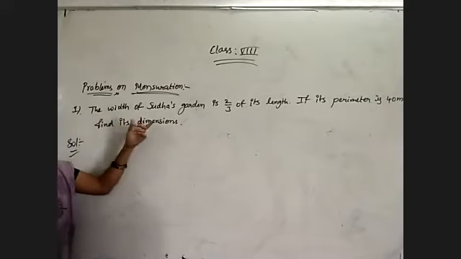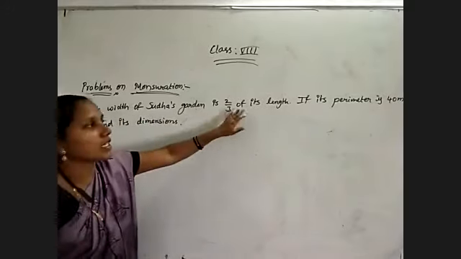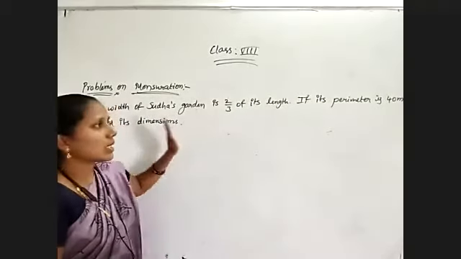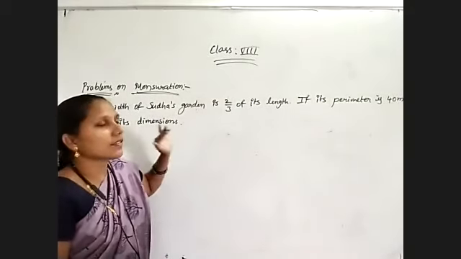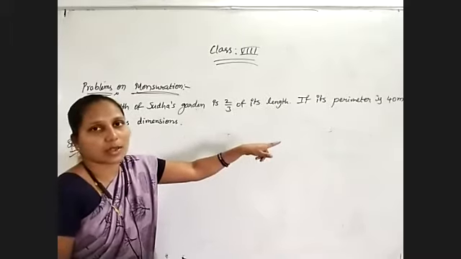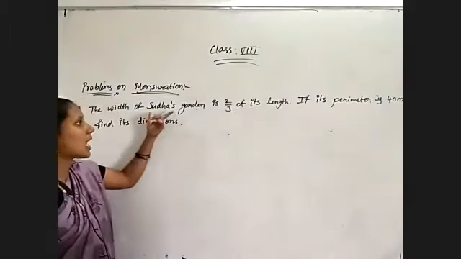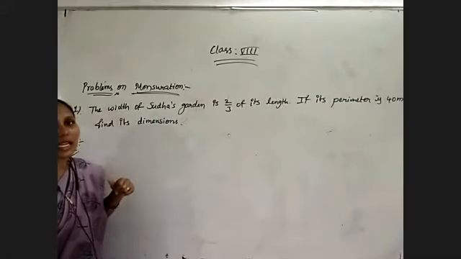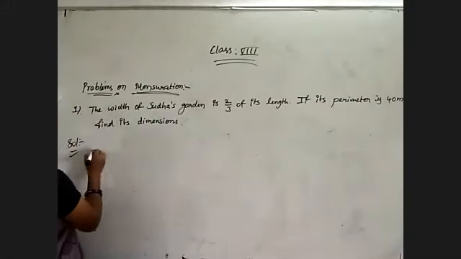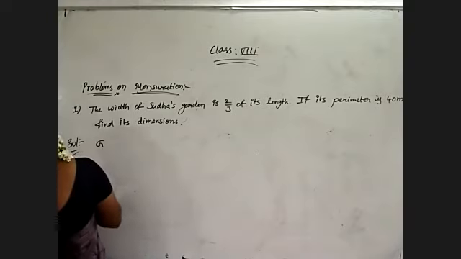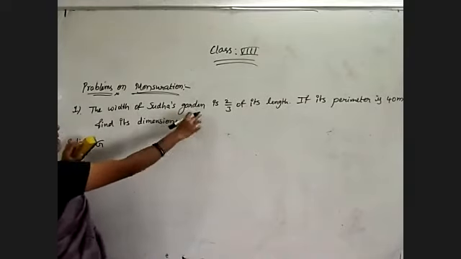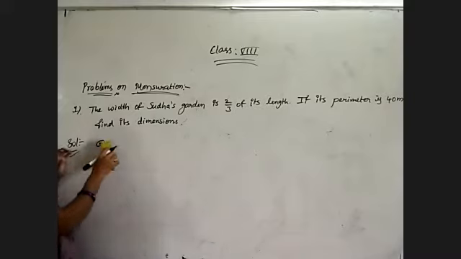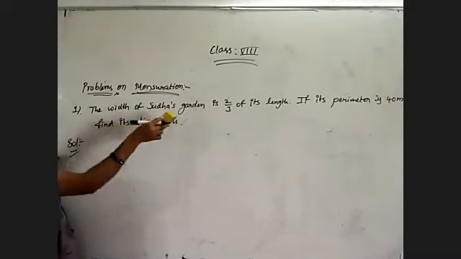So the width of Sudha's garden is 2/3 of its length. They did not give length and breadth, but they have given the relation between length and breadth, and the perimeter is also given. Length and breadth given means it is a rectangle. So what is the perimeter of the rectangle? So first of all, given, let the width of Sudha's garden be 2/3 of its length. So width is represented in terms of length.